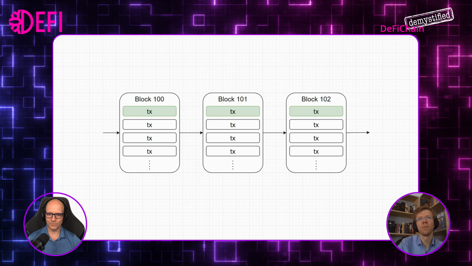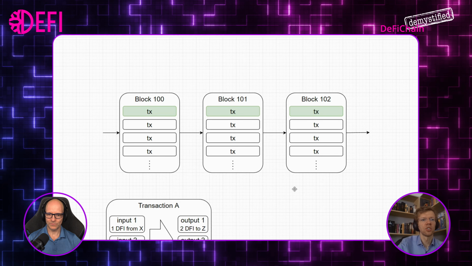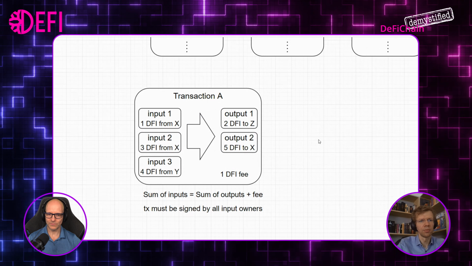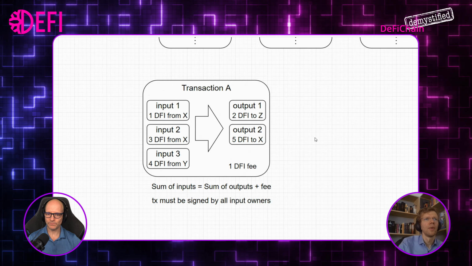So let's look a bit at what such a transaction looks like. I think this will get a bit bigger. That's great.